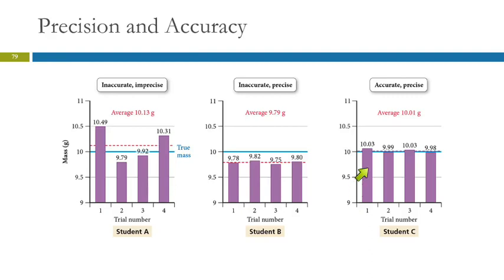Student C nailed it. Here we've got the purple bars being almost all the same height, very close to each other. And when we do this average, we find the average is 10.01. The true value is 10.00. The difference there is in that uncertain digit, so this is really good. That student's results are accurate and precise. We would always love to have accuracy and precision. It's not always possible.